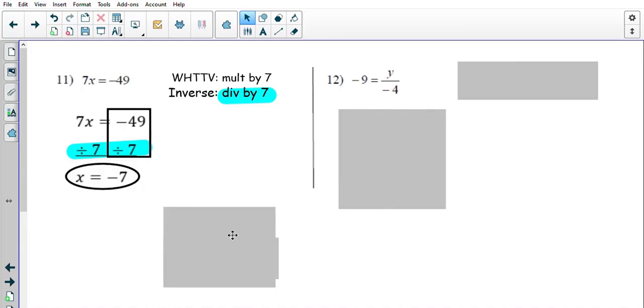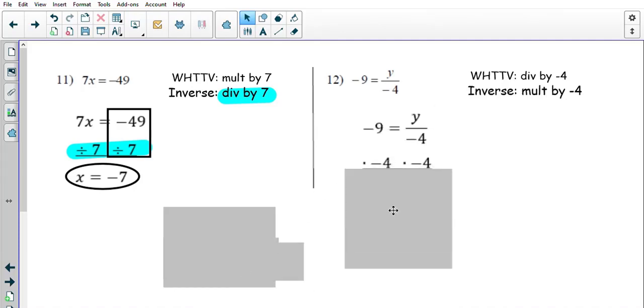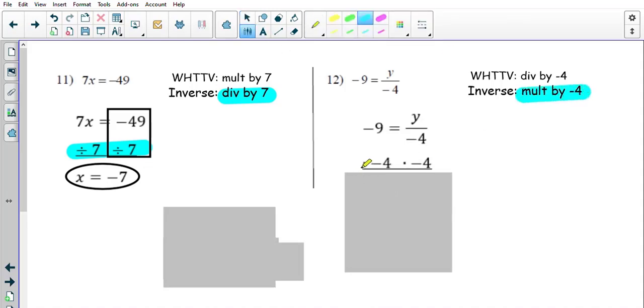Number 12, we have negative 9 equals y over negative 4. Remember, the fraction bar represents division, so what's happening to the variable is we're dividing by negative 4. What's the inverse of dividing by negative 4? It's multiplying by negative 4. So let's show that once on each side of our equation. Again, always doing our inverse on each side.